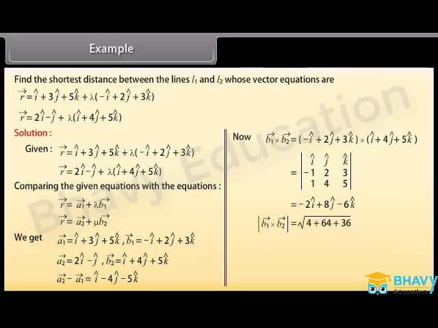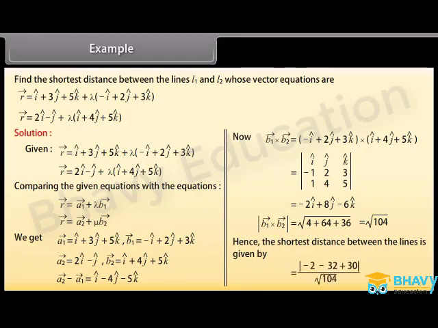Modulus of cross product of vector b1 and vector b2 equals square root of 4 plus 64 plus 36, which equals square root of 104. Hence, the shortest distance between the lines is given by the modulus of (minus 2 minus 32 plus 30) by square root of 104, which equals 4 by square root of 104.